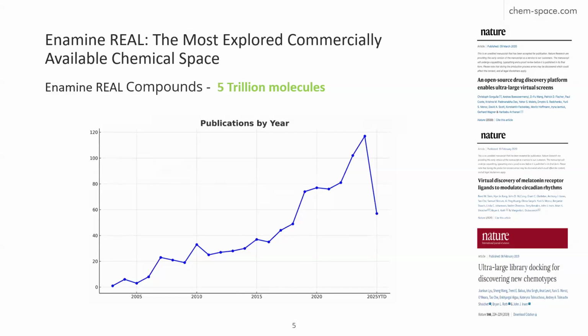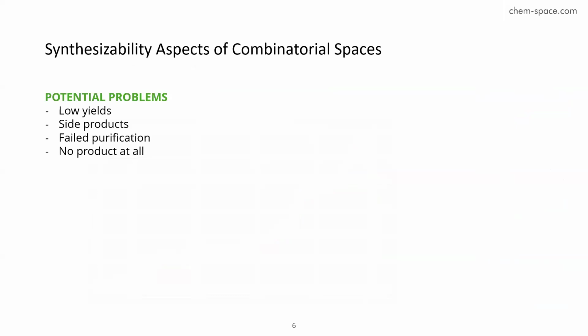But why this space, and why are people actually using Enamine REAL? This is because they pretty much attempted to solve the problem of synthetic accessibility. People who use this space know that they're going to get their compounds at a reasonable price and within roughly an 80% synthesis success rate. The synthesizability aspect is very important for all kinds of combinatorial spaces because you can enumerate a lot of things, right? Sky's the limit, imagination is the key.